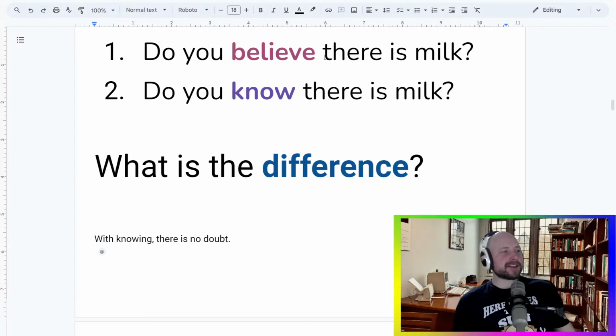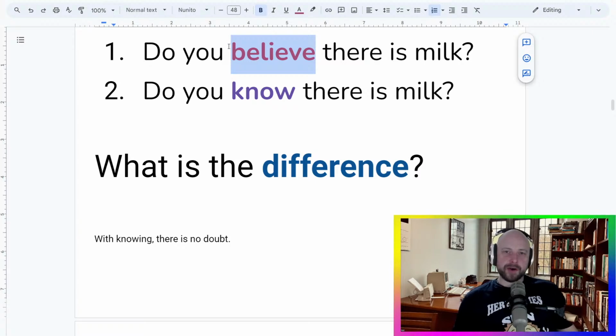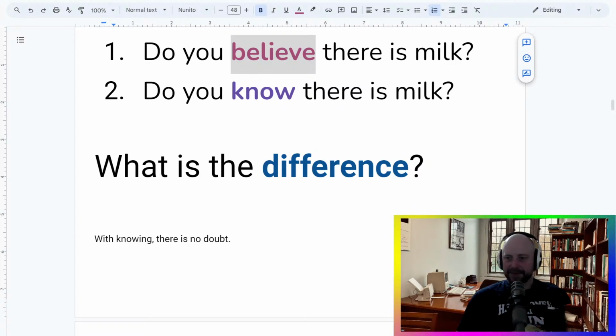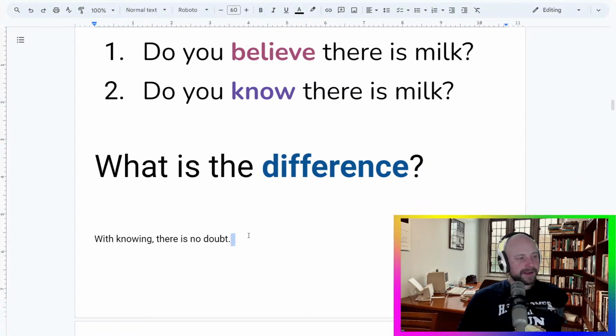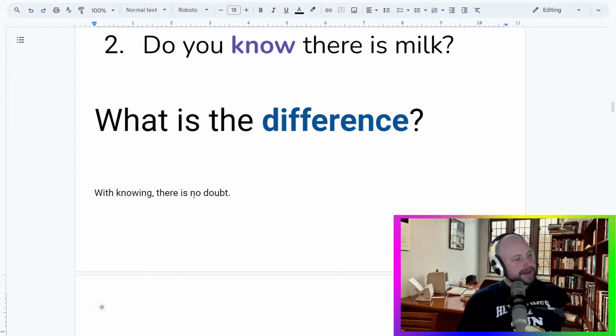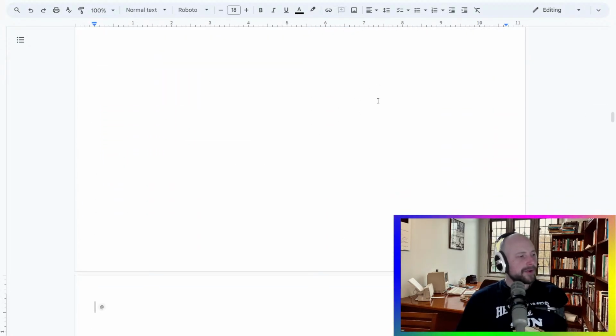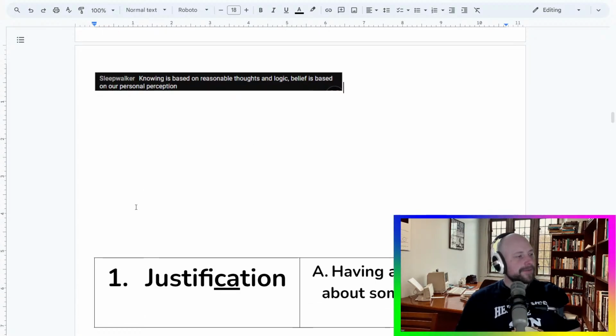So, I think it's quite easy for us to talk about what a belief is. Sleepwalker has an interesting answer. So Sleepwalker says, knowing is based on reasonable thoughts and logic. Belief is based on our personal perception. So that's actually quite an extreme view, Sleepwalker.